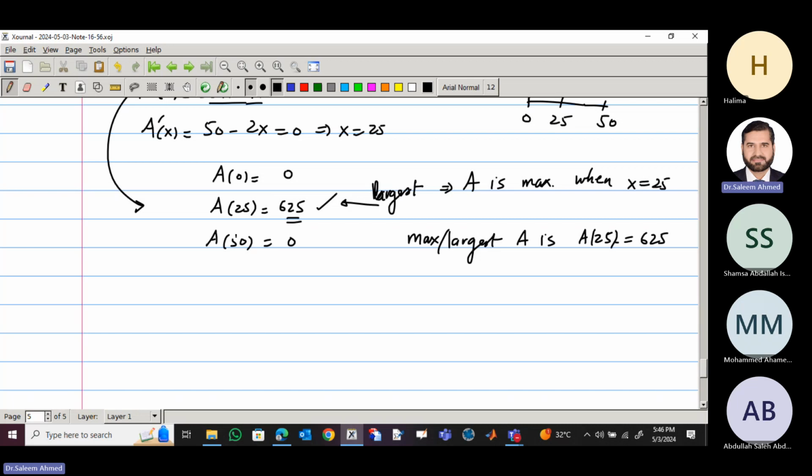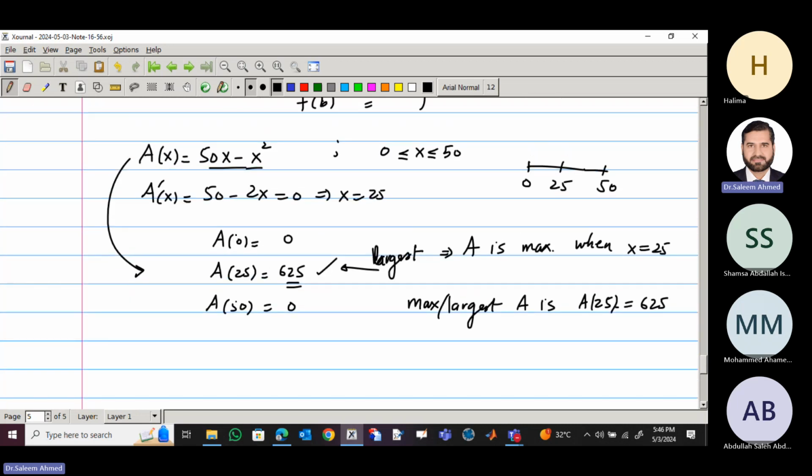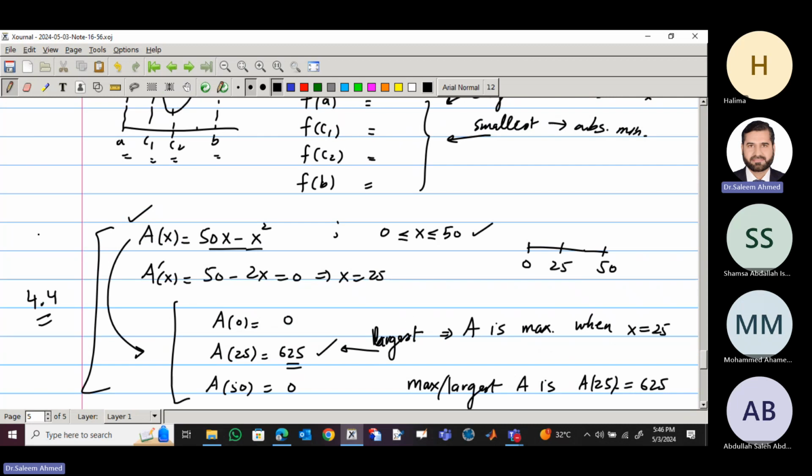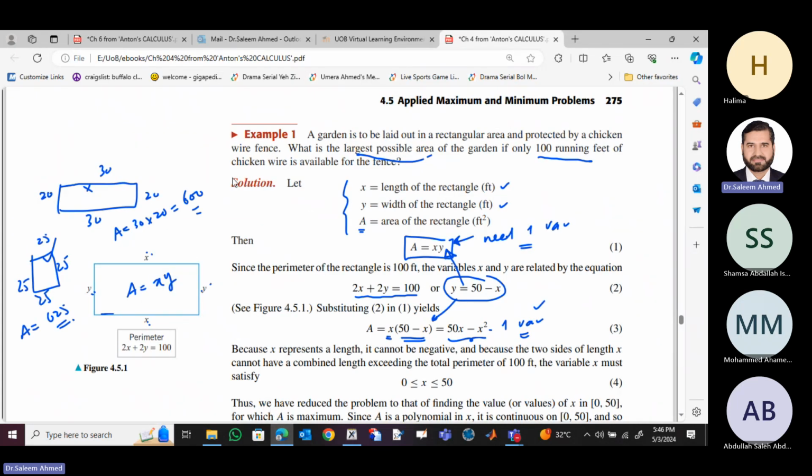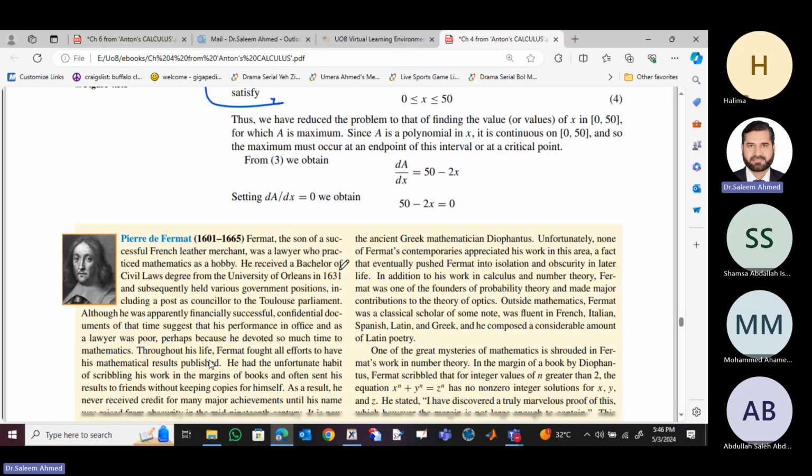Okay, so this first part is 4.4. This part is 4.4. When a function is given and an interval is given, that's how you find maxima and minima. That is 4.4. But before that, how we made this question from here to here, this is the new thing, 4.5. So you should know how to make a problem and then find the maximum and minimum value.